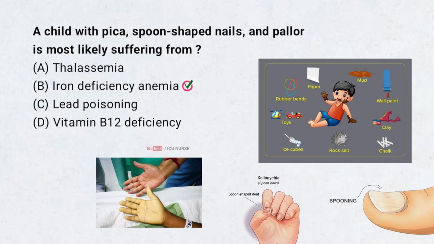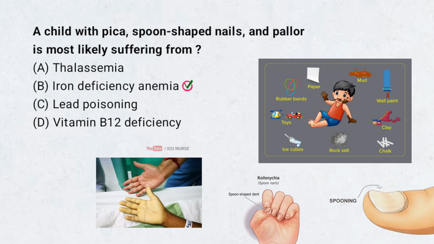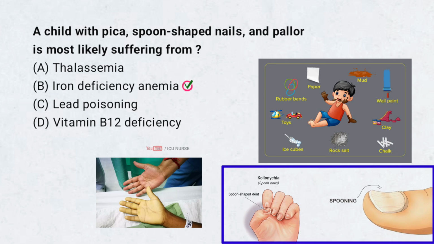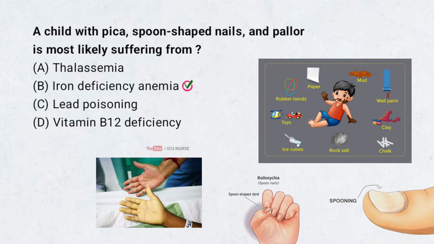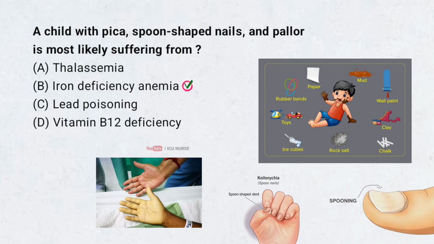Pica, that is craving to eat non-food items like ice or dirt, develops due to iron depletion. Koilonychia, that is spoon-shaped nails, occur from nail bed changes in chronic deficiency. Pallor reflects low hemoglobin levels. Iron deficiency is confirmed by low serum ferritin, microcytic anemia on CBC, and response to iron supplementation.